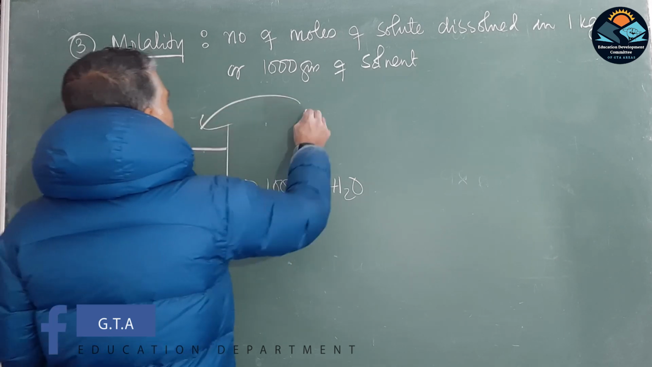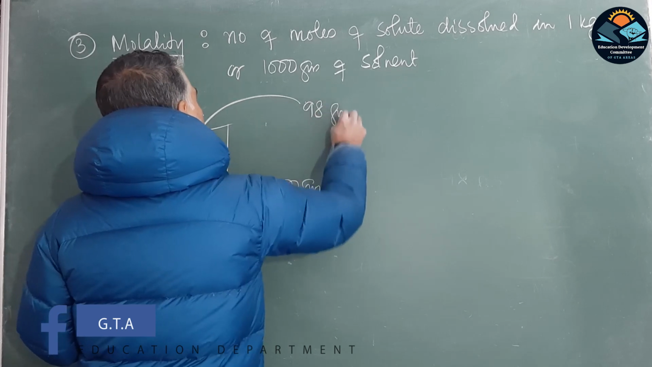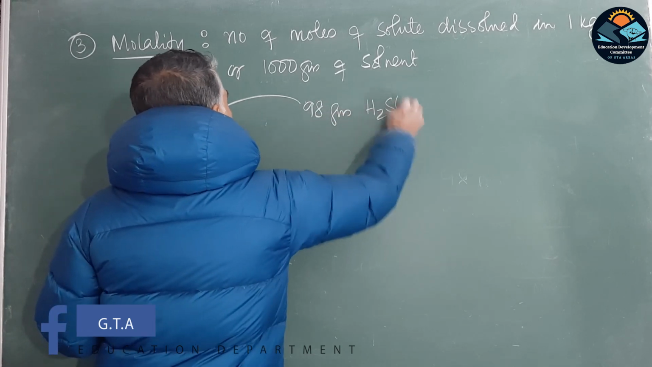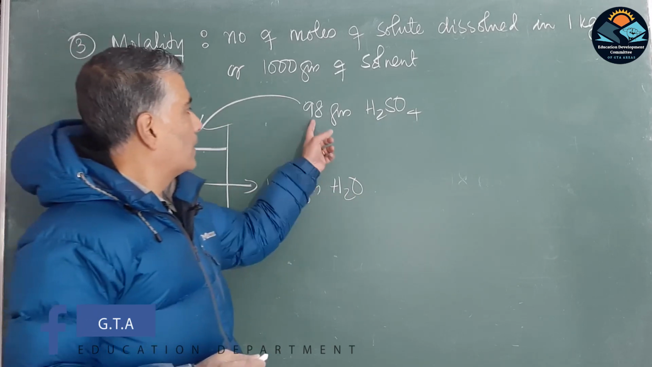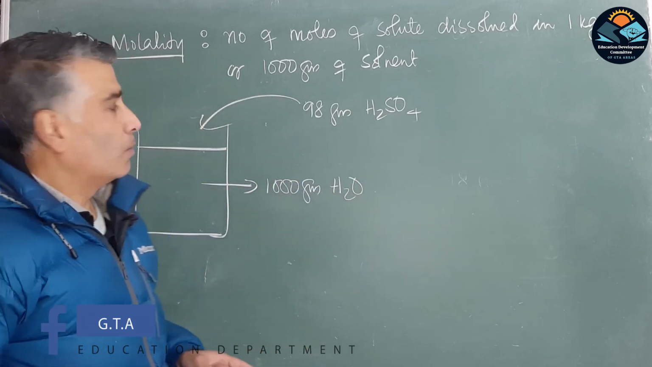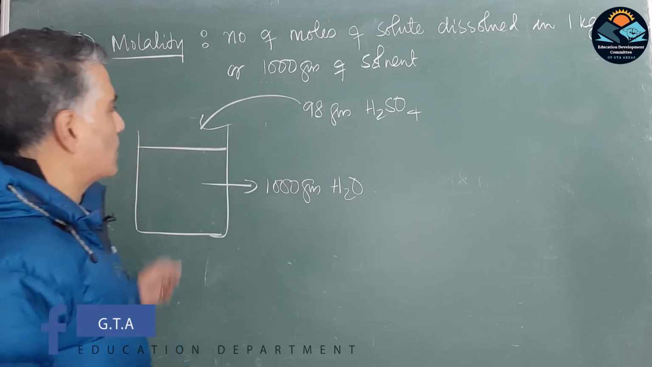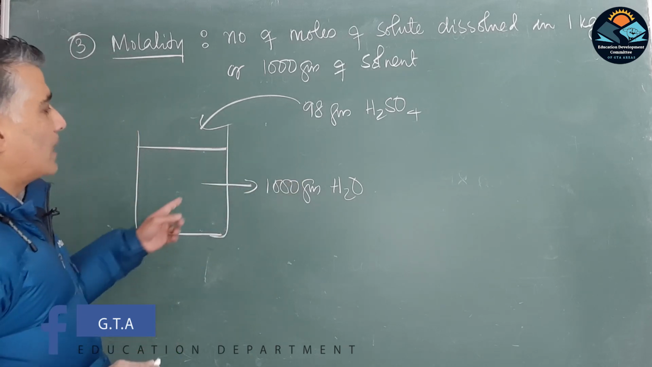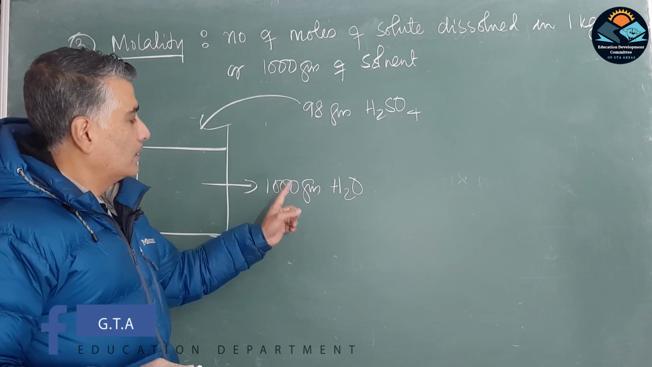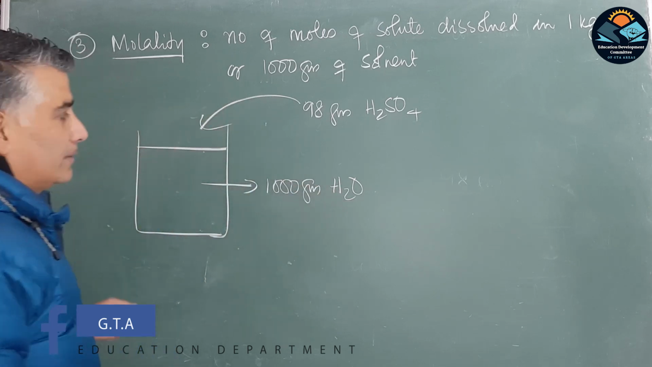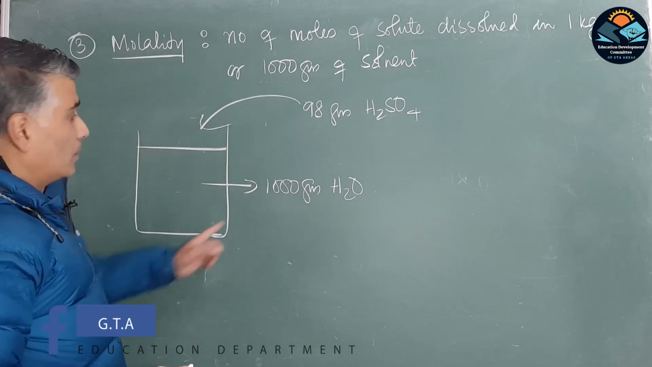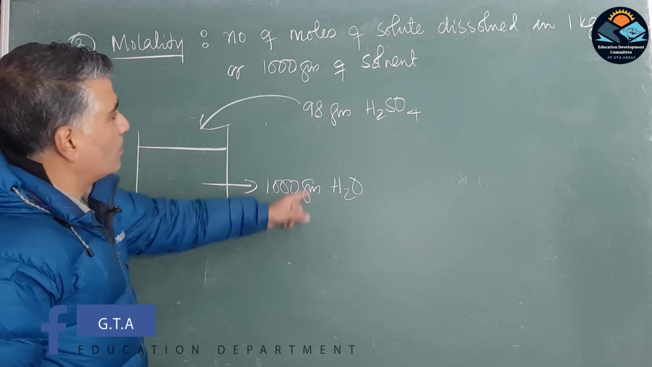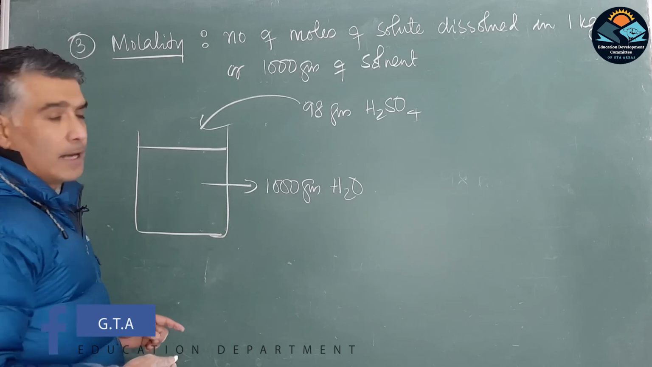And to this I'll add 98 grams of sulfuric acid. You already know from our previous discussion that 98 is the molecular mass of sulfuric acid. So the molecular mass taken in grams is going to be 1 mole. So I've taken 1 mole of sulfuric acid and I've dissolved that in 1000 grams of water directly. When you add that 98 grams, the mass is going to increase. It's going to be more than 1000, because 1000 plus 98 is going to be 1098 grams.